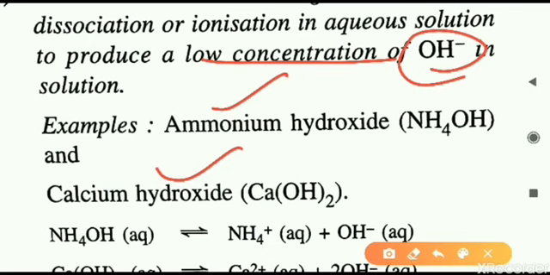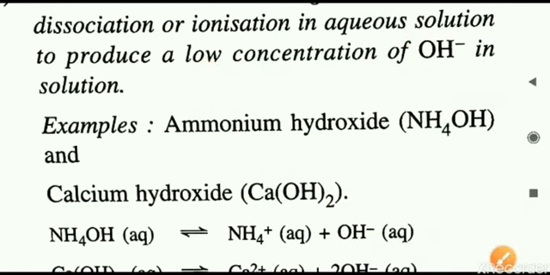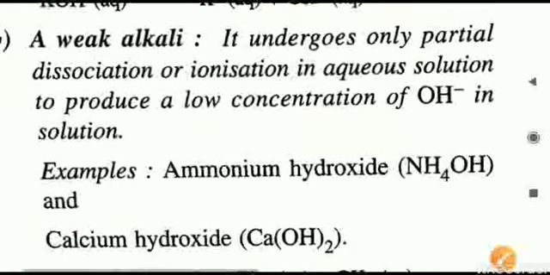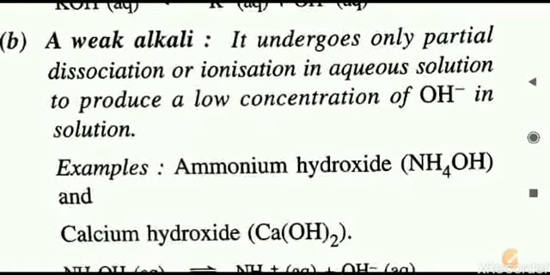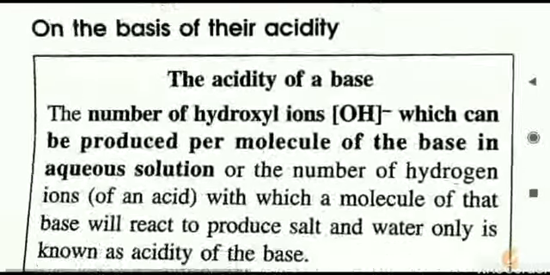Alkali is what? The bases which are soluble in water. But calcium hydroxide is soluble, but only partially soluble. This you have to remember. It is partially soluble in water, so complete ionization will not take place. As a result, it is a weak alkali.